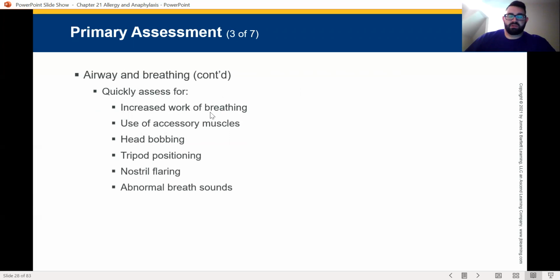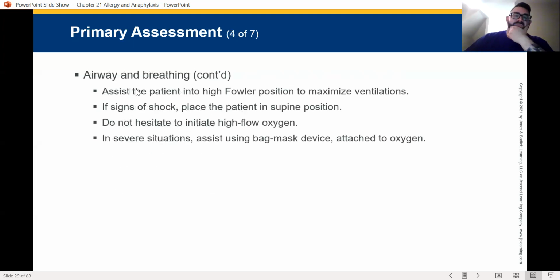So quickly assess for increased work of breathing. That means they're working harder to breathe. Use of accessory muscles. That means these muscles in the intercostals, the sternocleidomastoids, clavicular area. You're seeing all that stuff working. Head bobbing. They're working really hard to breathe. Tripod position is when they put a hand on each knee and they're leaning forward and they're trying to give their chest the most ability to expand. Nostril flaring and abnormal breath sounds. Of course, the wheezing.